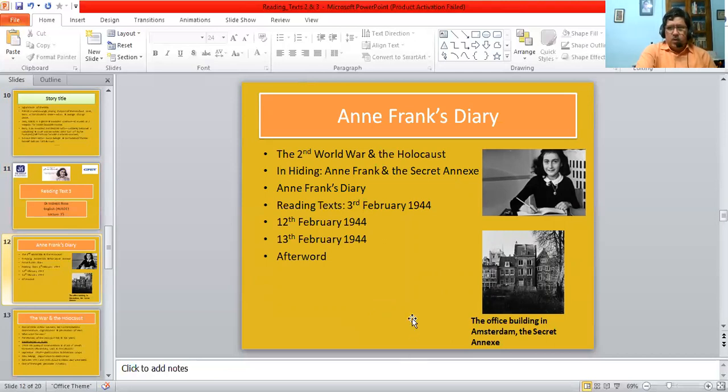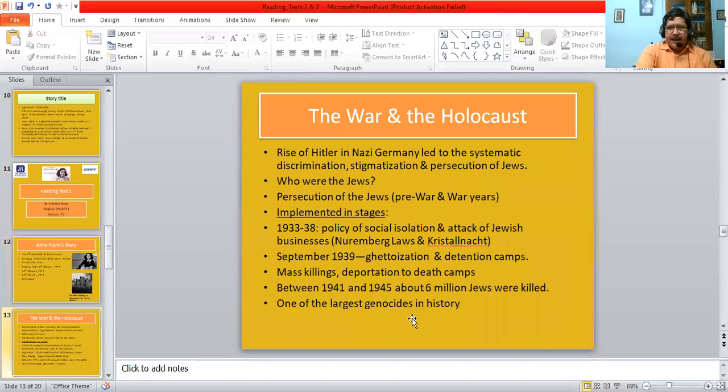So, what was the backdrop in which Anne Frank was writing her diary? The backdrop, of course, is the Second World War, or the events immediately leading to the Second World War, following the rise of Hitler and in Nazi Germany, leading to the systematic discrimination, stigmatization, and the persecution of the members of the Jewish community. Now, who were the Jews?